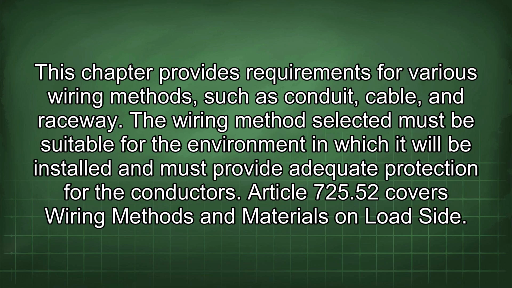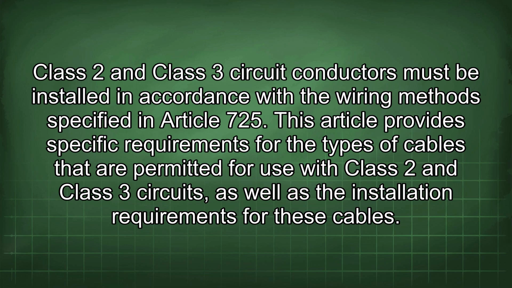Article 725.52 covers wiring methods and materials on load side. Class 2 and Class 3 circuit conductors must be installed in accordance with the wiring methods specified in Article 725. This article provides specific requirements for the types of cables that are permitted for use with Class 2 and Class 3 circuits, as well as the installation requirements for these cables.